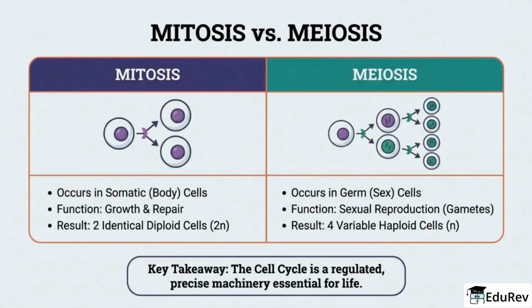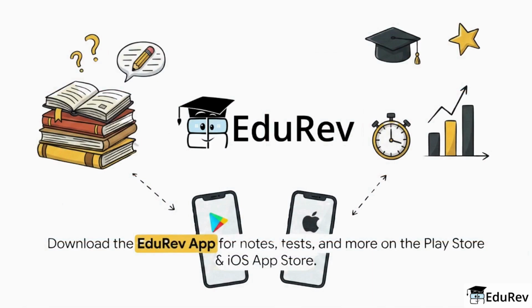To summarize the big contrast, mitosis occurs in somatic cells for growth and repair and yields two identical diploid daughters, while meiosis occurs in germ cells to make gametes and produces four variable haploid cells. Both processes are tightly regulated, so organisms can maintain chromosome number, ensure accurate inheritance, and generate the variation needed for evolution. That's it for today.